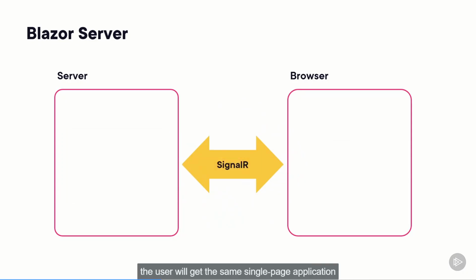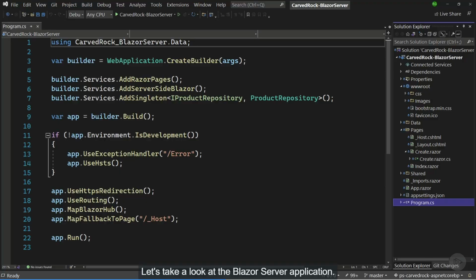Using this technique, the user will get the same single-page application experience as with Blazor WebAssembly. The state of the application is still kept on the browser, and that's probably why this is still regarded as a client-rendered application, even though the actual rendering is done on the server. Let's take a look at the Blazor Server application. The good news is that every component I showed you in the Blazor WebAssembly application is exactly the same here, so I will not show them again. I'll just mention the differences between the projects.